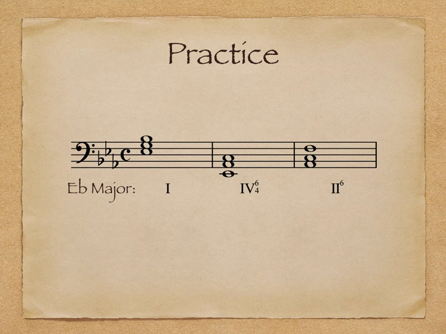You should have gotten an E flat major chord, spelled E flat G B flat, an A flat major chord in second inversion, spelled E flat A flat C, and an F minor chord in first inversion spelled A flat C F.